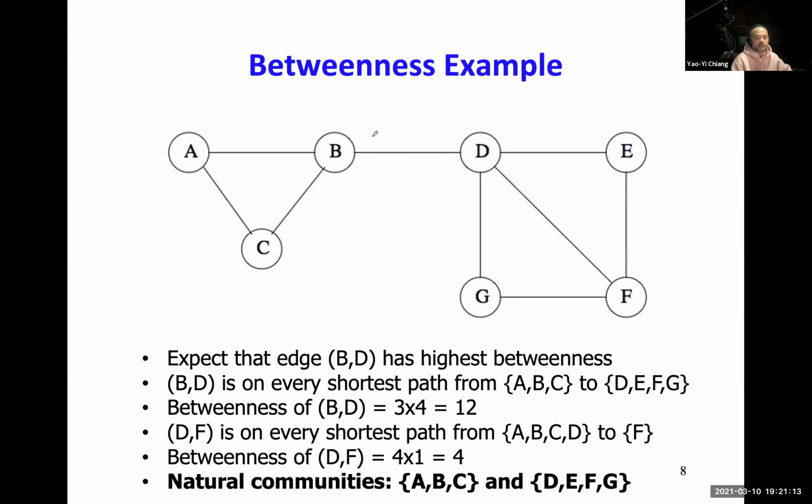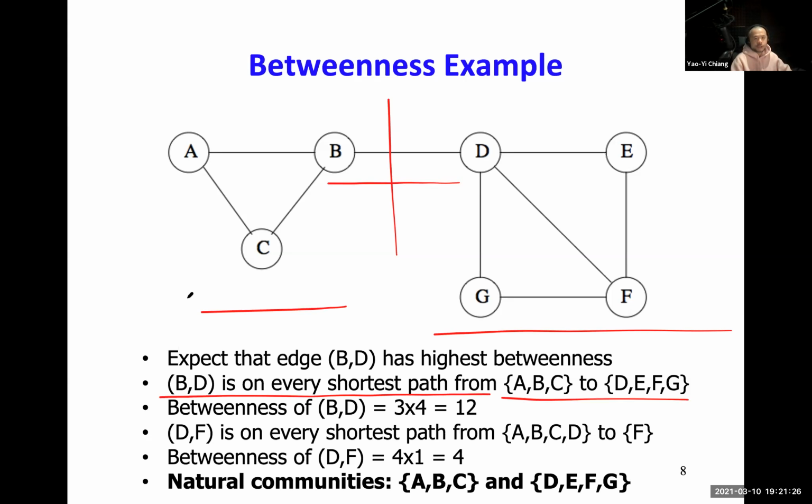Okay, so we expect this BD would have the highest betweenness because we want to cut here to form two communities. So BD is on every shortest path from ABC to DEFG, right? If you want to go from here to here, you have to pass BD. So the betweenness of BD, if we only consider this part, would be 3 times 4, 12.